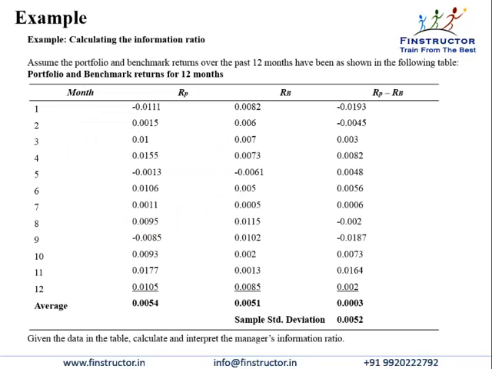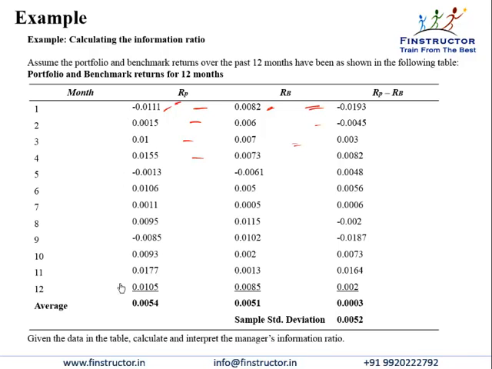Assume that the portfolio and the benchmark returns over the past 12 months have been shown in the following table. This is the return on the portfolio. This is the return on the benchmark. Return on the portfolio minus the return on the benchmark, please verify, will be the active return in any given month. Similarly, the active return in the second month, in the third month, and so on. 0.01 minus 0.007 will be equal to 0.003.